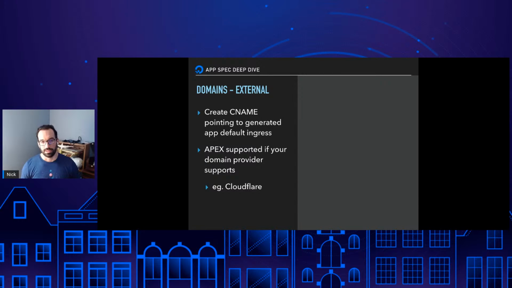And the final part about domains I want to talk about are the external ones. So this is where you have your own provider managing the records for your domain. It's a little more setup that you have to do because every time you create a new domain, you're going to have to create a new CNAME record on your provider to point to the app default ingress that we talked about a little bit earlier.